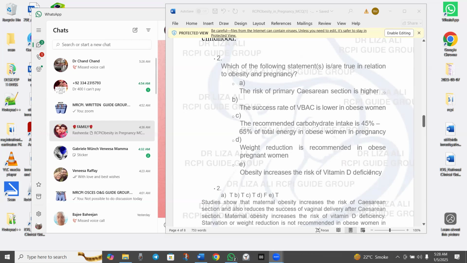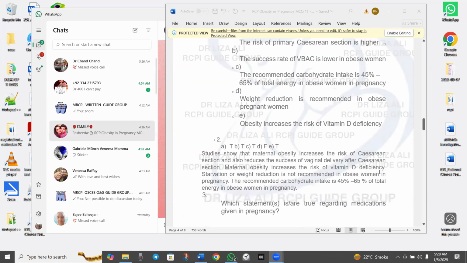Obesity increases the risk of vitamin D deficiency. Yes, it's true. So now you see the answer. Studies show that maternal obesity increases the risk of cesarean sections and also reduces the success of vaginal delivery after cesarean section. Maternal obesity increases the risk of vitamin D deficiency. Starvation or weight reduction is not recommended in obese women in pregnancy. The recommended carbohydrate intake is 45% to 65% of total energy in obese women in pregnancy.